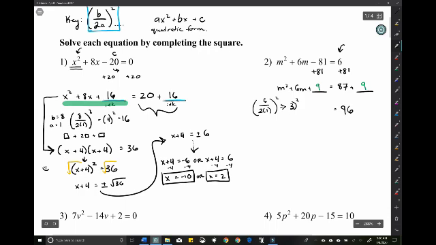Yes. M squared plus 6m plus 9. If you don't know off the top of your head, that is the perfect square trinomial, which would be m plus 3 squared. If you need to factor it out, that's m plus 3, m plus 3. From this step then, once you have this square, you can just square root each side. So m plus 3 is equal to plus or minus root of 96.